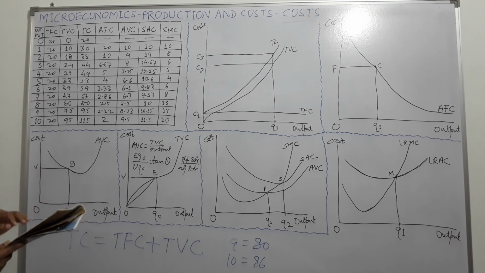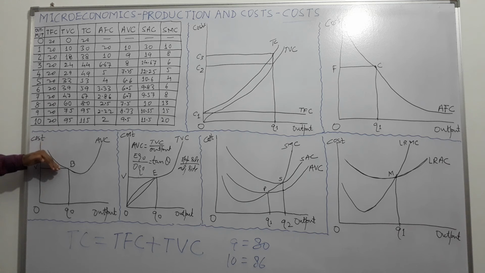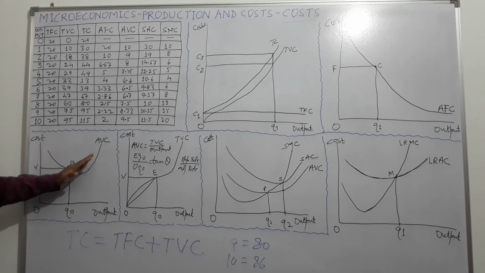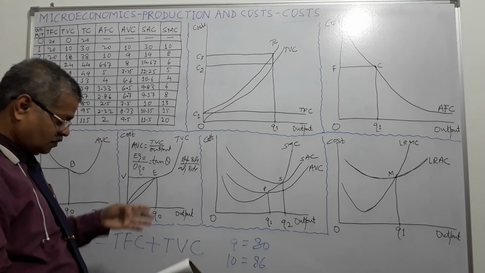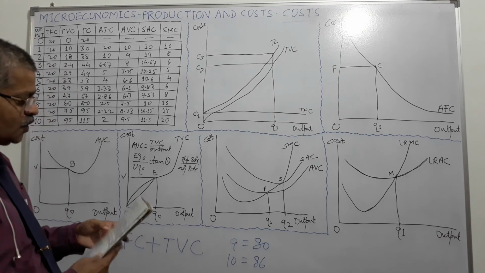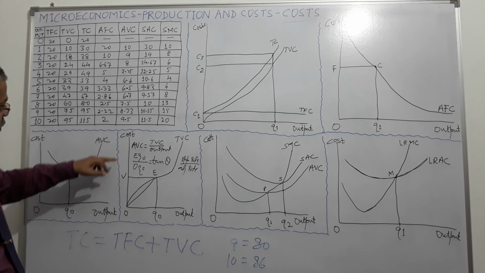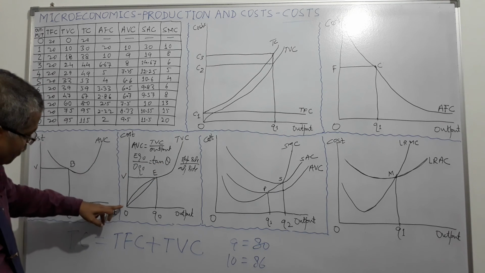Then we have this. What is this? This is average variable cost. When the output increases, initially average variable cost goes down. When output goes up further, average variable cost starts going up due to the law of variable proportions, right? Output goes up, it goes down, then it goes up, right? And what is this one? Total variable cost.